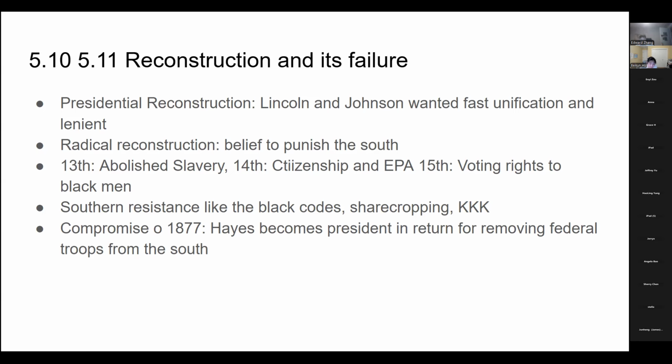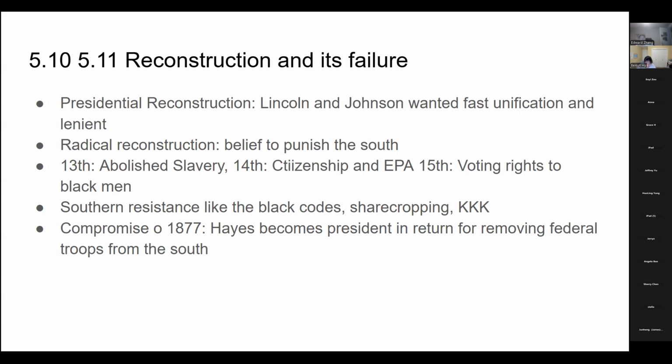So as a result of the Civil War, right, there were a lot of new amendments passed. The 13th banned slavery. The 14th allowed for citizenship and equal protection. And then the 15th provided voting rights to the Black man. But in the process of Reconstruction, there was still Southern resistance because you can't flip that switch overnight, right? From being a slave state to suddenly being free. So they still had resistance, like the Black Codes, sharecropping, which was slavery under a new name, and the formation of radical groups like the KKK.